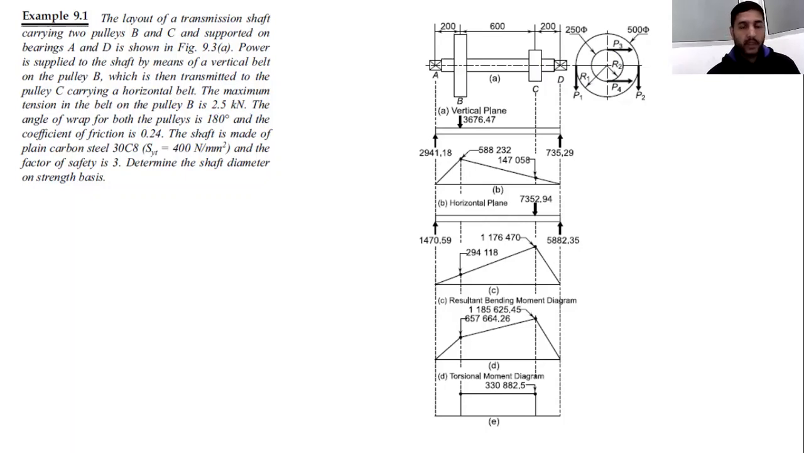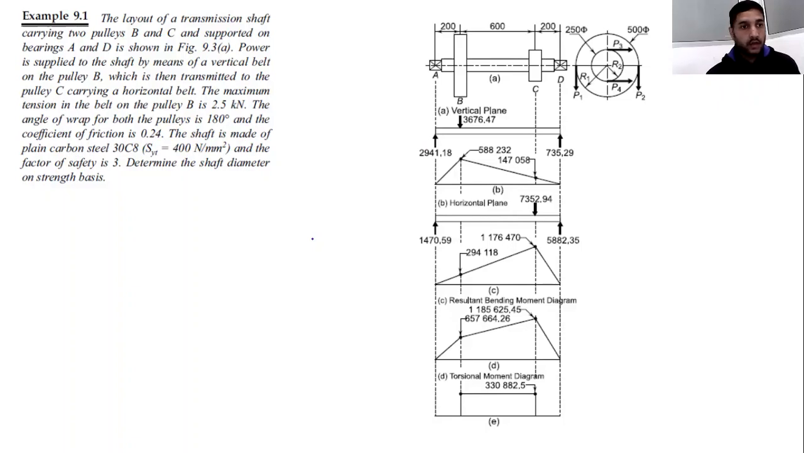The angle of wrap is how much the belt is wrapped on the pulley, at how many degrees. So it says 180 degree, and the coefficient of friction is 0.24 between the belt and the pulley. The shaft is made of plain carbon steel. Now, plain carbon steel is a ductile material.